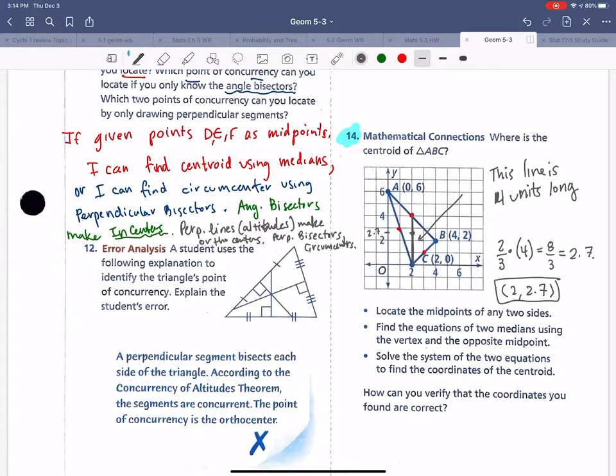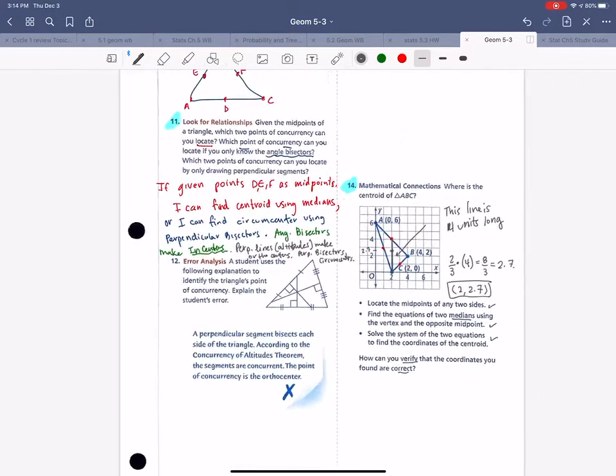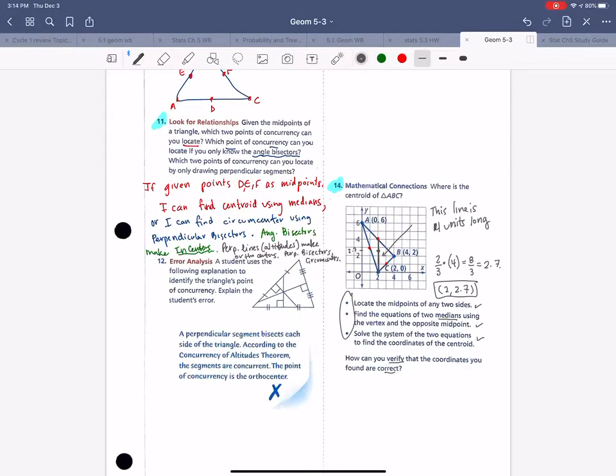So it says, locate midpoints of any two sides, find the equation of the two medians. I didn't really use the equation, and solve for it. How can you verify the coordinates were found? Okay, so in the book, they actually gave 4 steps, and I was able to just use one of the medians to do it. It's because it happened to be perfectly vertical. Okay, so these would be steps if it wasn't a perfectly vertical line.